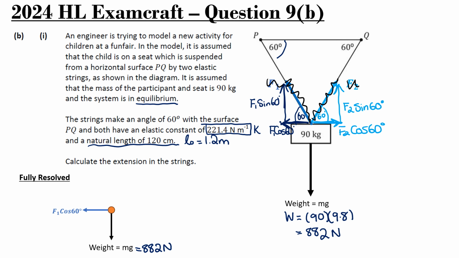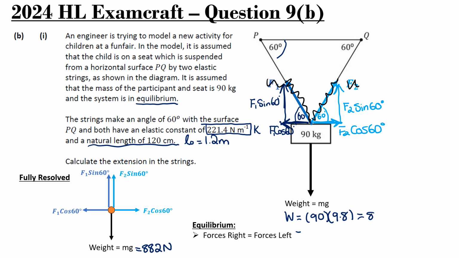We then have F1 cos 60 to the left, F1 sine 60 coming up. We have F2 cos 60 to the right and F2 sine 60 coming up. We can sub in for our 60 degrees and do some calculations. But first, I'm going to think in terms of my equilibrium. Let me just move this out of the way. So equilibrium means forces to the right are equal to forces to the left, and forces up equal forces down. Now, if I look at forces to the right equal forces to the left, whichever way we want to think about it, we get F1 cos 60 is equal to F2 cos 60. They both have a cos 60, which I can get rid of. So basically what we're saying is the two forces have to be equal.